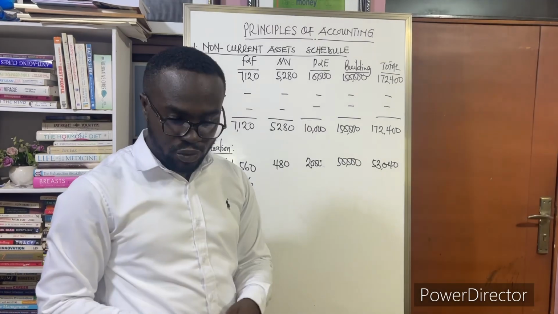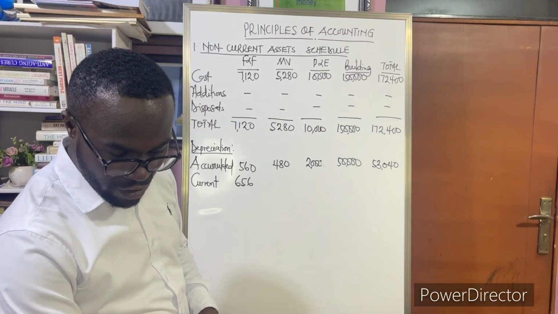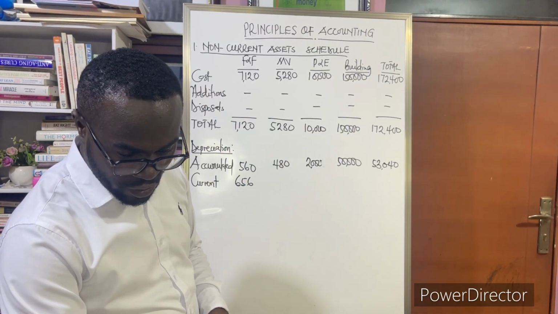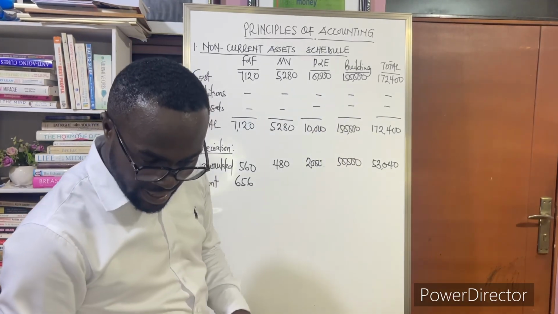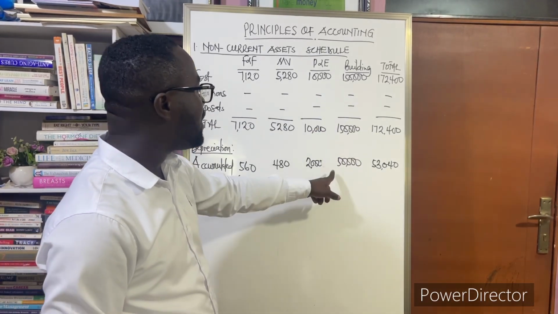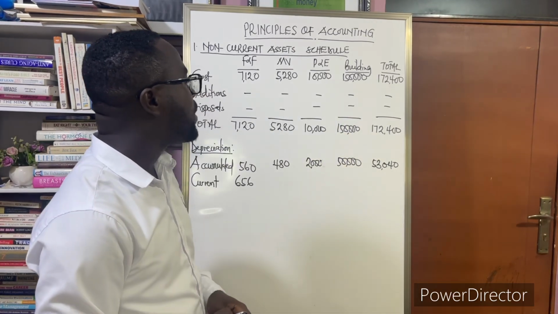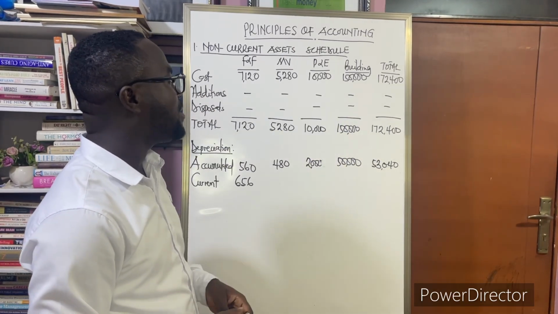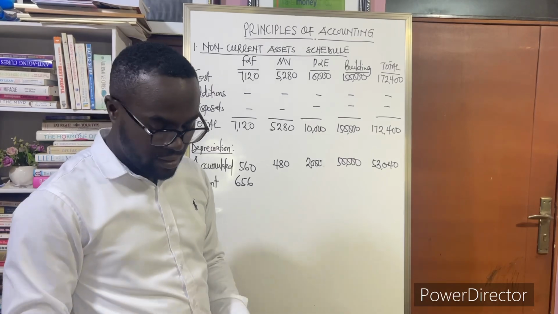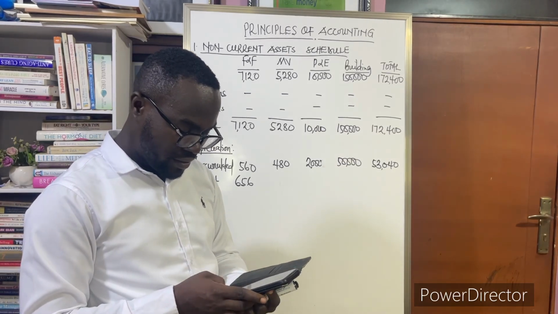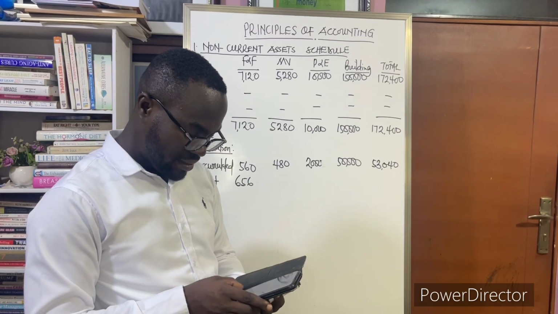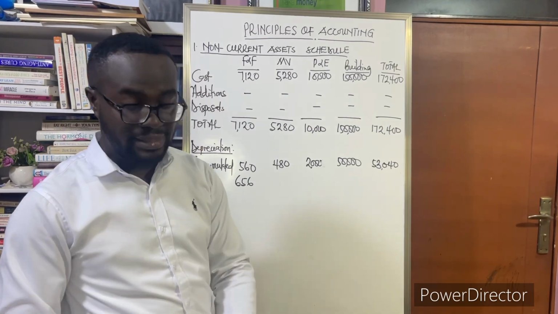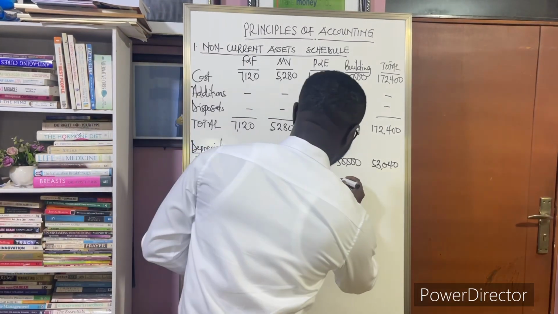Then the next one is F&F. We said F&F is reducing or written down value. So we will take the previous year's depreciation from the cost before we apply the rate of 15%. So 50,000 from 150,000, you will get 100,000. 15% of 100,000, you will get 15,000. So 0.15 times 100,000. As I said, it's 15,000.